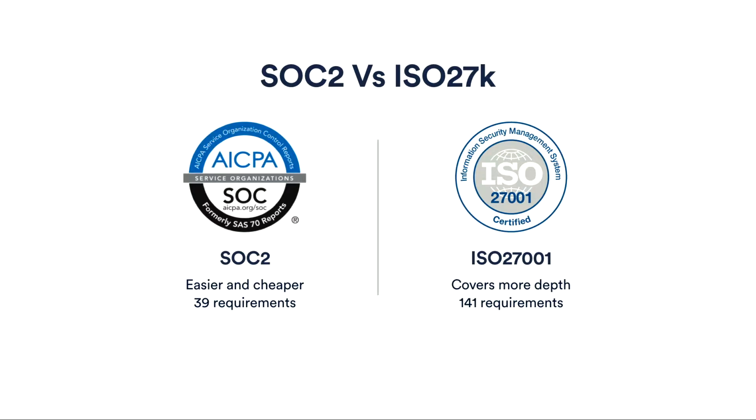In Atlassian, in order for us to do SOC 2, it was 39 requirements, and for ISO, it was 141 requirements. So you can see the size difference. If I have to recommend one to you guys, it's SOC 2, because it's simply easier and quicker. And with SOC 2, there's a lot of overlap with ISO, so you can do SOC 2 and then move on to ISO in the future if you want. So it's definitely a good goal to work towards.